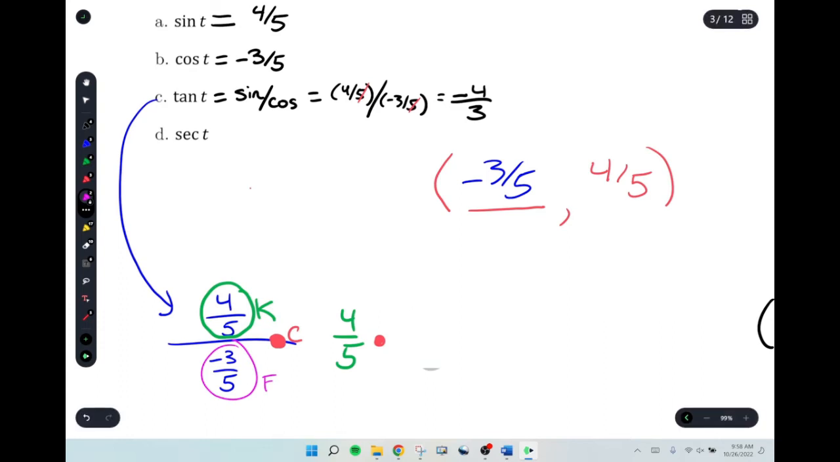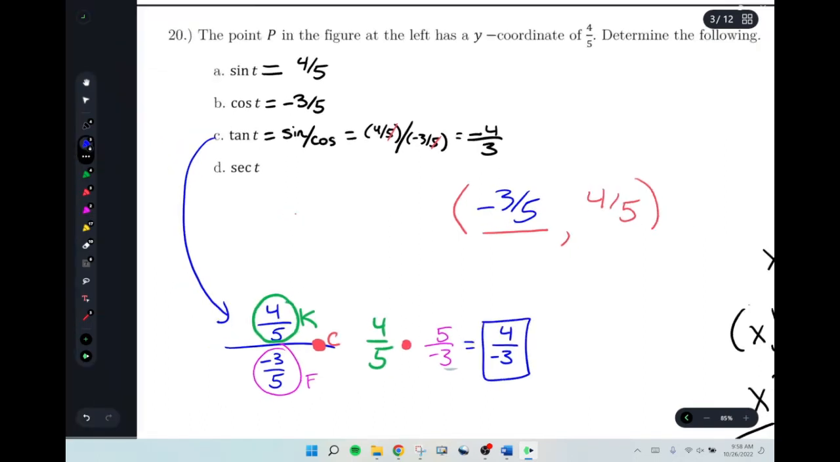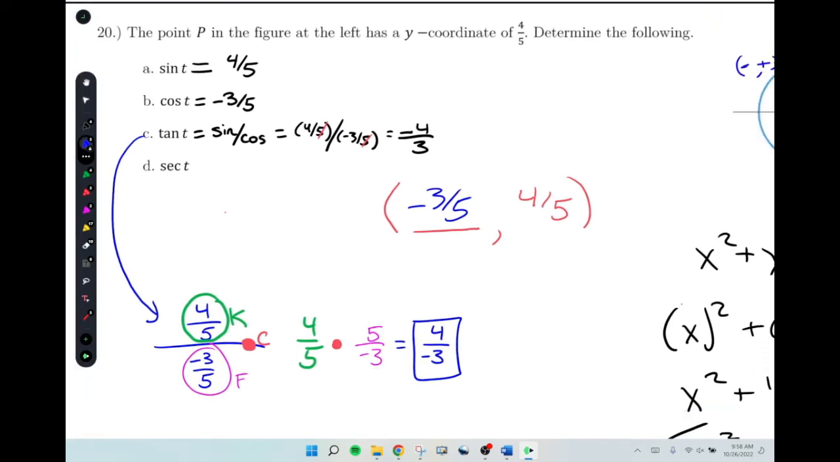Nobody got it. And you get something like, is that what we got a second ago? 4 over negative 3. Sweet. That's just the long way. But we did get the same thing, right? Yep. Cool. That is the tangent.